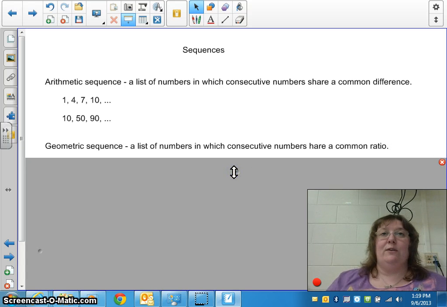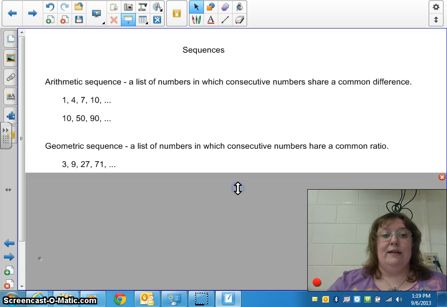Okay, so the geometric sequence. Arithmetic, think about that, addition, subtraction, okay? Geometric is where we're doing the multiplication or division between numbers, all right? So make sure you have this definition in your notes as well. All right, so if I look at 3, 9, 27, 71, what do I do with these numbers? Well, 3 times 3 is 9, 9 times 3 is 27, 3 times 27 is 71. Verify that. I may be wrong. Okay, so check that. All right, so the geometric difference in this case is 3.